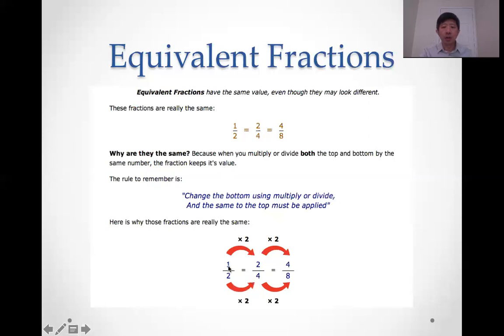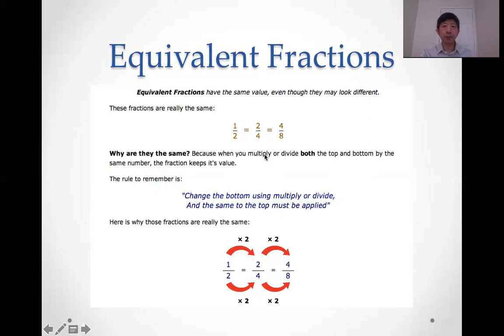So for example, 1/2, 1 times 2, we got 2. 2 times 2, got a 4. So I got 2 fourths. And if you times 2 again, you got 4. You times 2 again, you got 8. So 1/2 equals 2 fourths equals 4/8. They are all equivalent fractions.